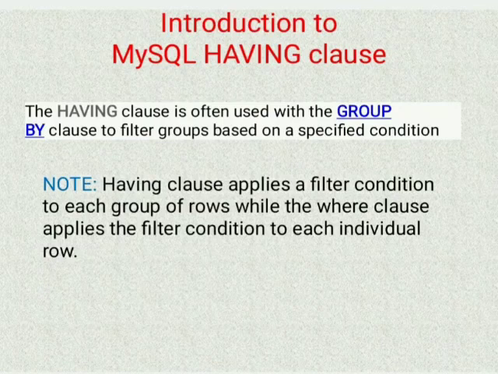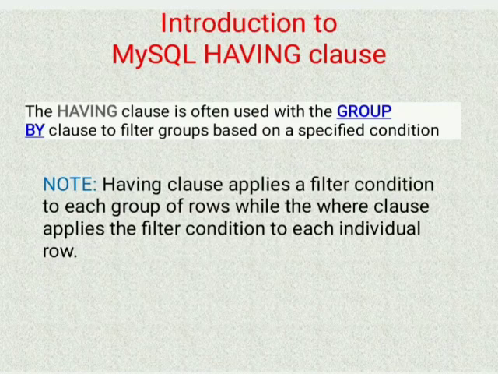Whenever we have to give a condition on the group by, how will we give it? A normal condition is always given by where. But how to give a condition on a group by? With the help of the word having. So here we will learn about the having clause.